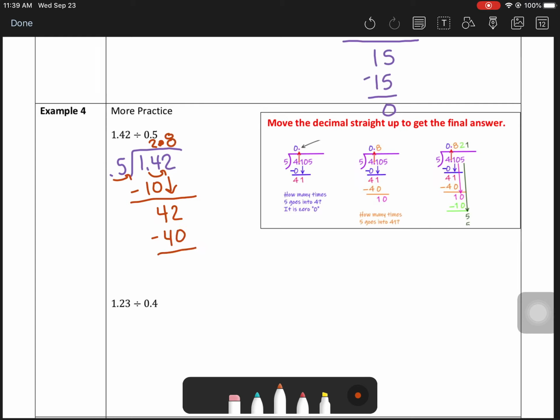So we'll subtract, and we're not quite done. We need to add another 0 so that we can divide until we don't have a remainder. So 5 times 4 is 20. So our quotient is going to be 2.84.